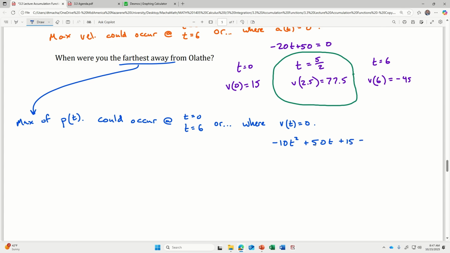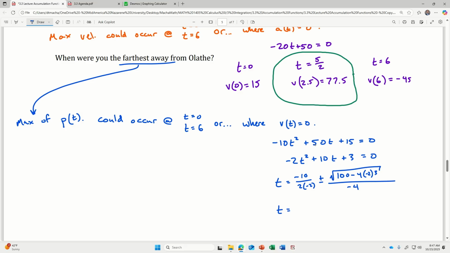Plus 15. And I'm looking for places where this is equal to 0. And so we could divide everything by 5. But then we still need to use the quadratic formula. So the quadratic formula says t equals negative b over 2 times a plus or minus the square root of b squared minus 4 times a times c, divided by 2a.